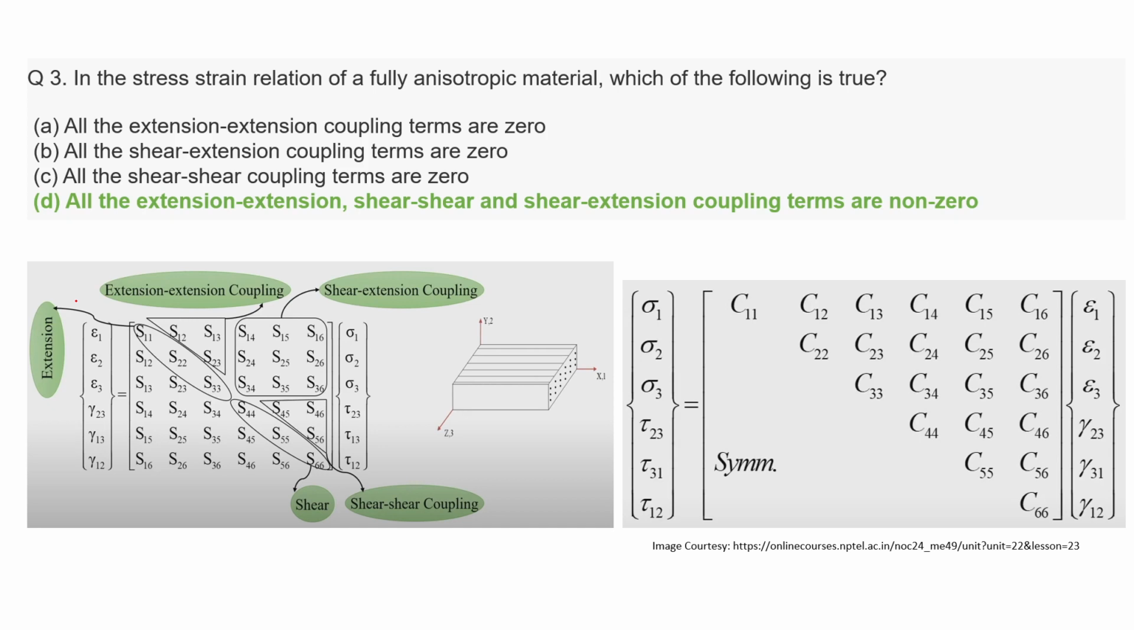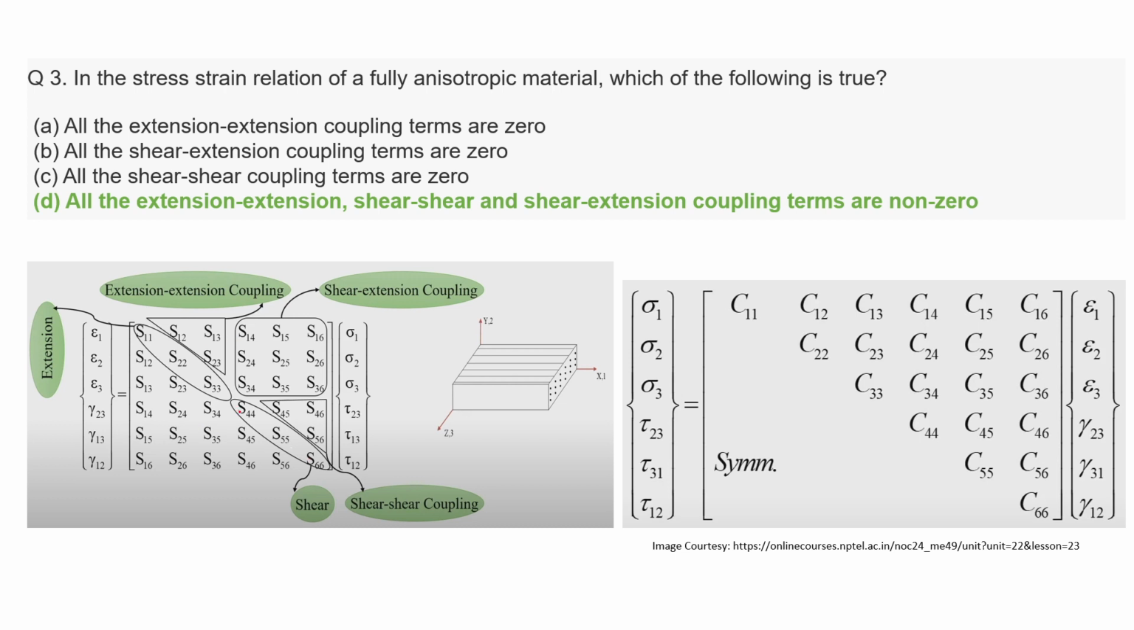Next question, question number 3: in the stress-strain relation of a fully anisotropic material, which of the following is true? There are different sections of a stiffness or compliance matrix, which are named like this. You can see extension terms are those which give a direct relation between stress and strain. Extension coupling gives the relation between a stress in one direction and the strain in other directions.